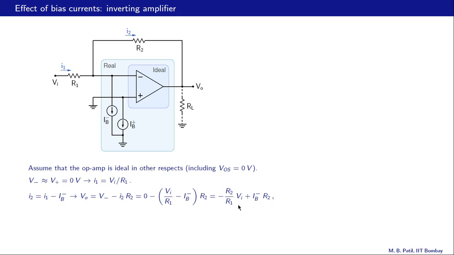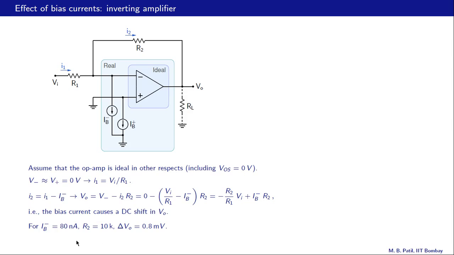The first term, minus R2 by R1 times Vi, is simply the output voltage we expect from the inverting amplifier. And the second term arises because of the bias currents. Now IB minus is a constant, R2 is a constant, so therefore this term represents a DC shift in the output voltage. Let us see how large it is.